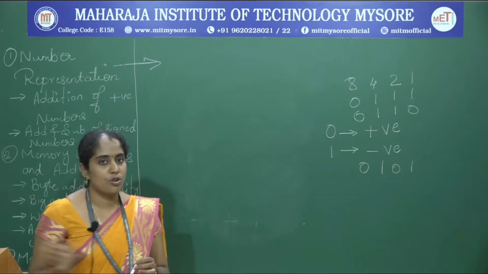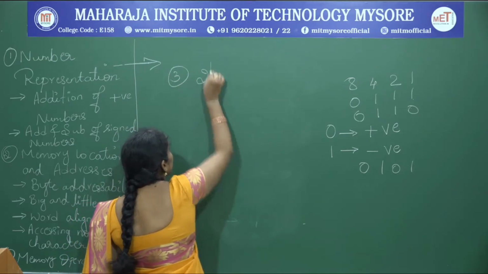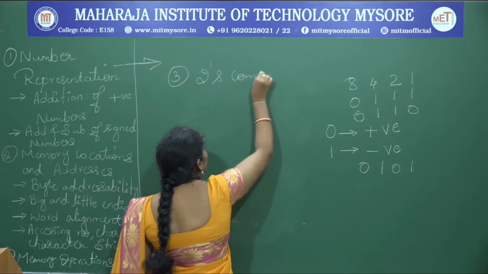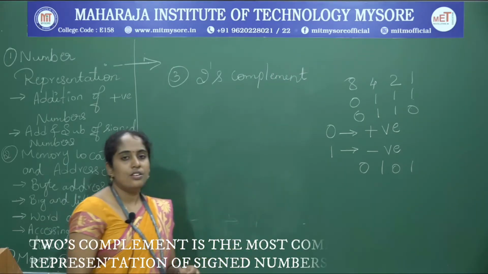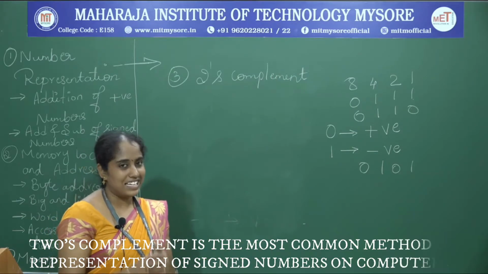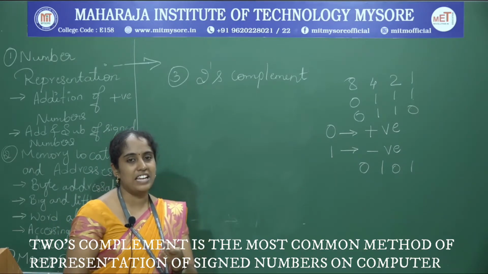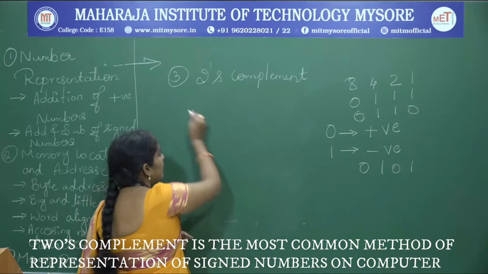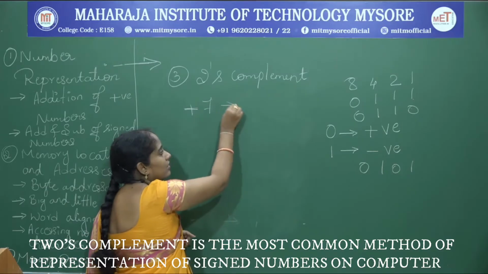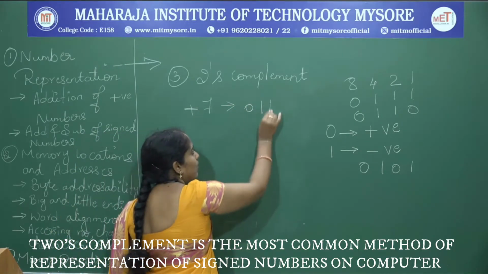Next is the 2's complement system. In the 2's complement system, first take the 1's complement of each bit and add 1 to that. Here again plus 7: how to represent plus 7? It is 0, 1, 1, 1.